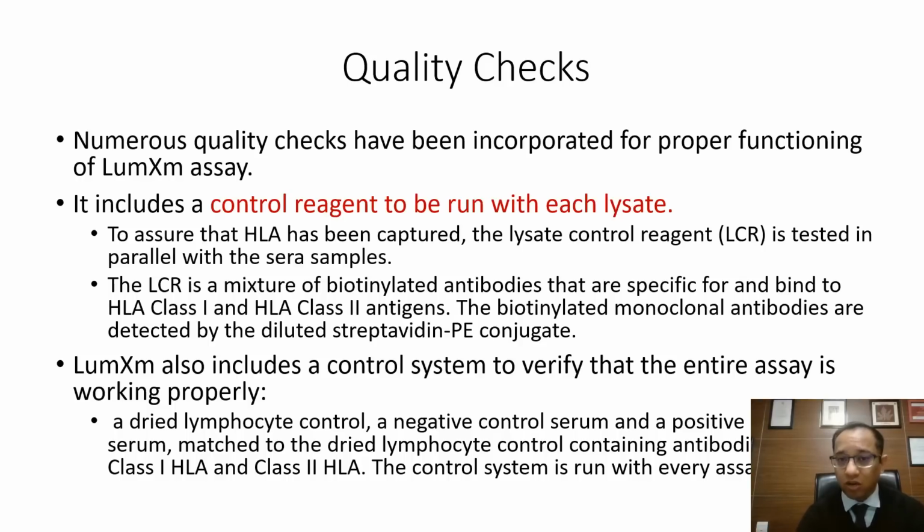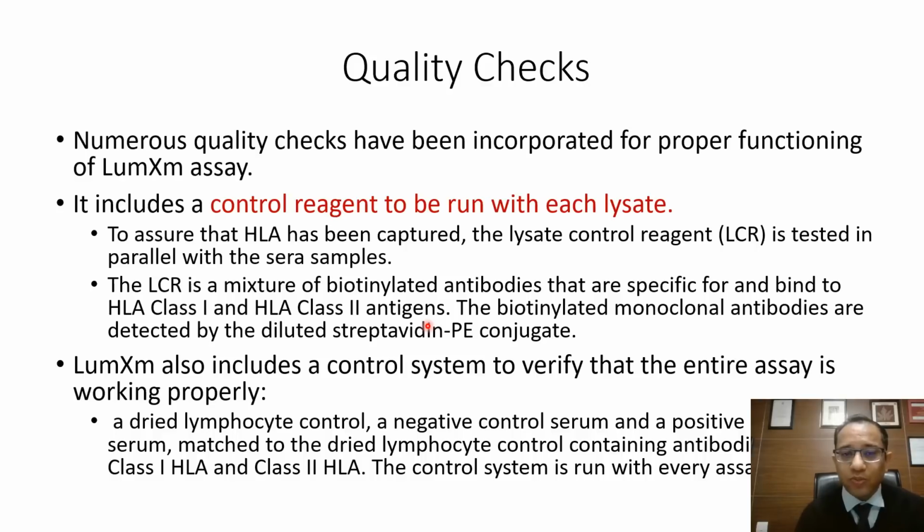I was talking about the lysate control reagent, which I mentioned in the worksheet, if you see. So to know whether that HLA has been captured by the capture bead, you need to run an LCR, which is tested in parallel with the sera sample. So every time you run a test, you should have an LCR going on with it. So what is an LCR? It is a mixture of biotinylated antibodies that are specific for and bind to HLA class 1 and class 2 antigen. So basically what it does is tell you whether the HLA is actually being captured or not.